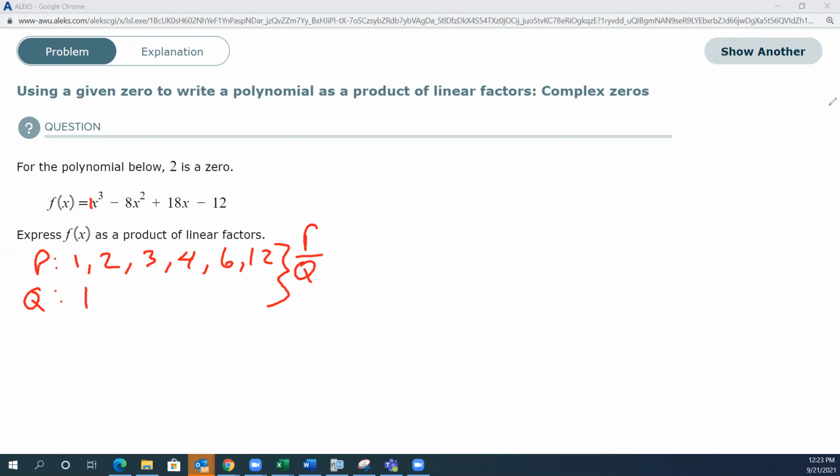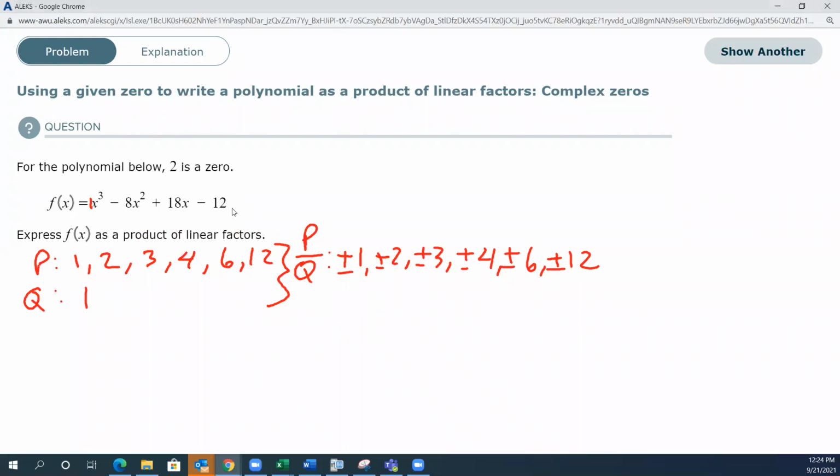So our p over q numbers are going to be all of these divided by 1, which is just all of these, but plus or minus. So plus or minus 1, 2, 3, 4, 6, and 12. Cool. No fractions, I can live with that. So let's go to the calculator and see what we can do.